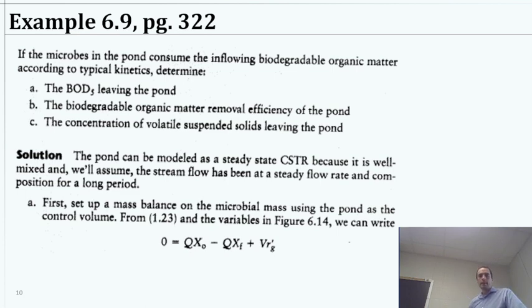So the problem states if the microbes in the pond consume inflowing biodegradable organic matter according to typical kinetics, determine A, the BOD leaving the pond. So for A, we're looking at SF. B, the biodegradable matter removal efficiency of the pond. So efficiency. And C, the concentration of volatile suspended solids leaving the pond. So that would be X.